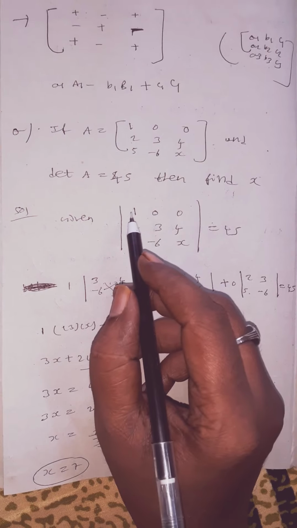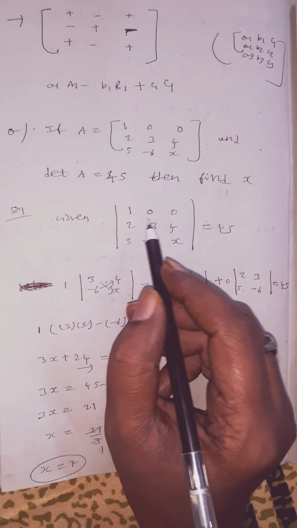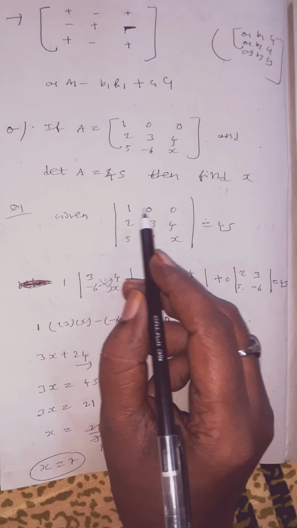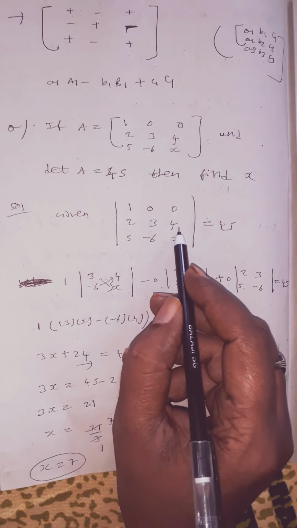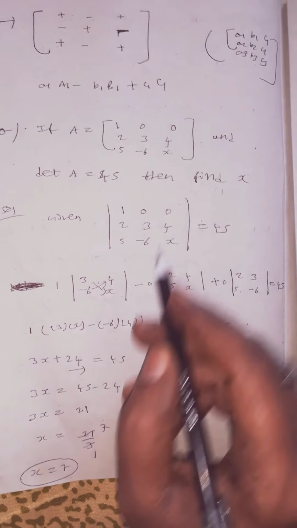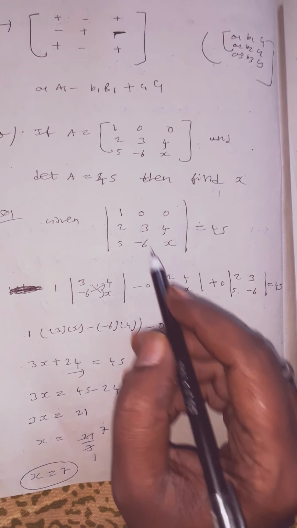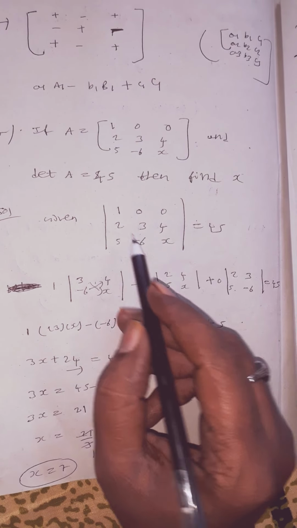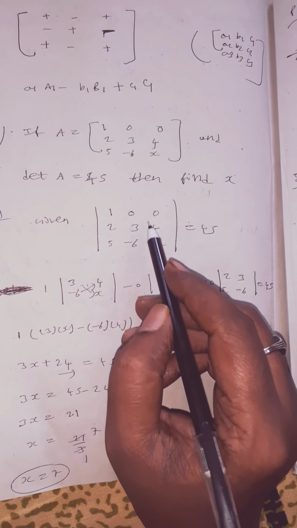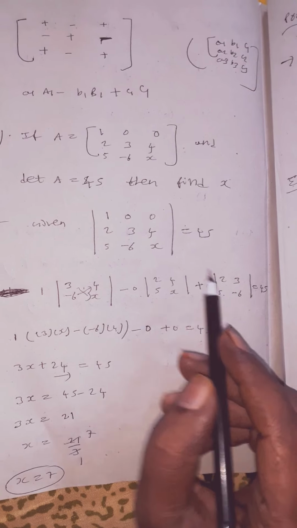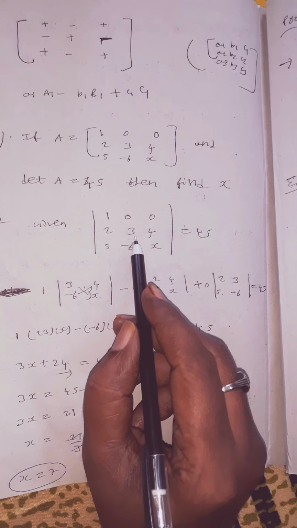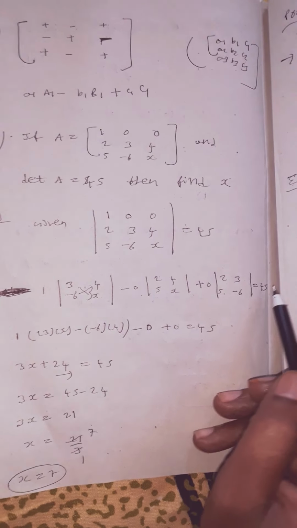So to simplify, if you are expanding along the first row, it means plus minus plus. So 1, if you are taking it, you should eliminate the first row and first column. Remaining elements 3 4 minus 6 x. Next, this 0 is in the minus place, so minus 0 into, now we should eliminate the first row and second column. So 2 4 5 x are the remaining elements. Now this 0 is in the positive sign, so you should eliminate the first row and third column. What are the remaining elements? 2 3 5 minus 6, that I wrote is equal to 45.